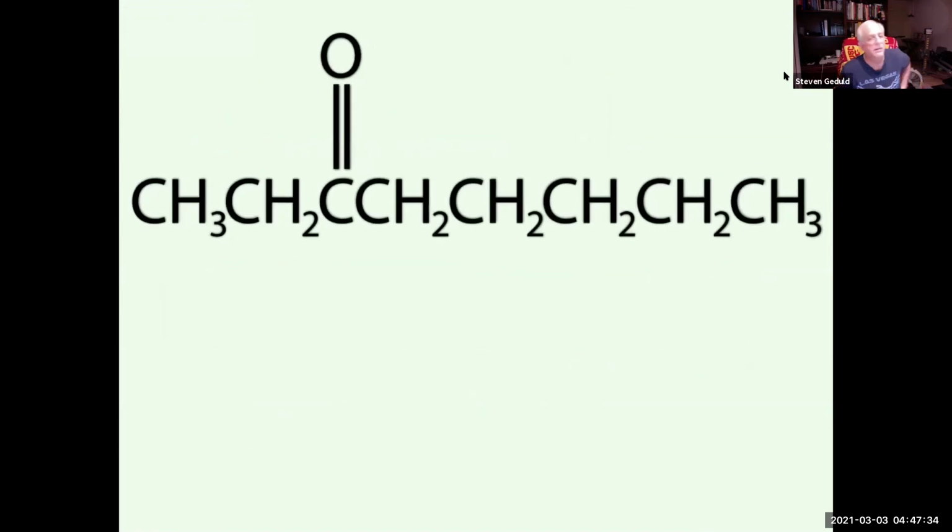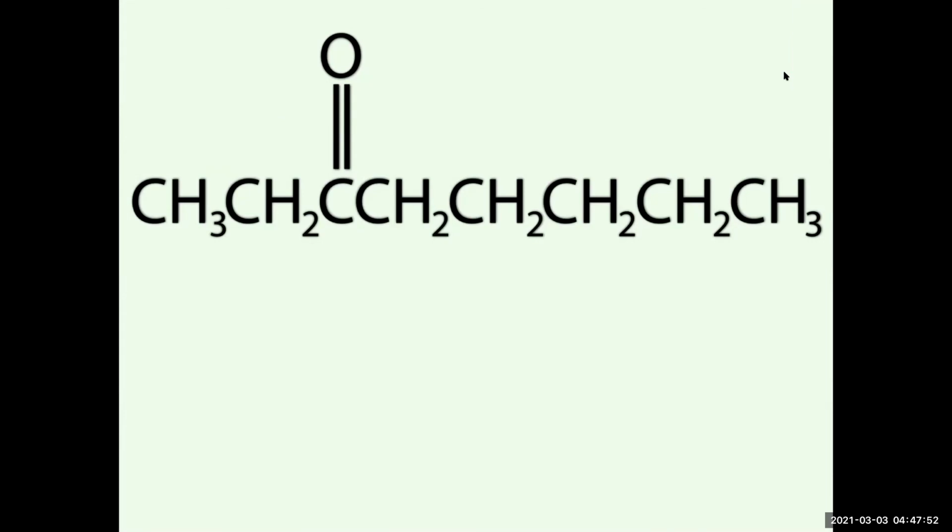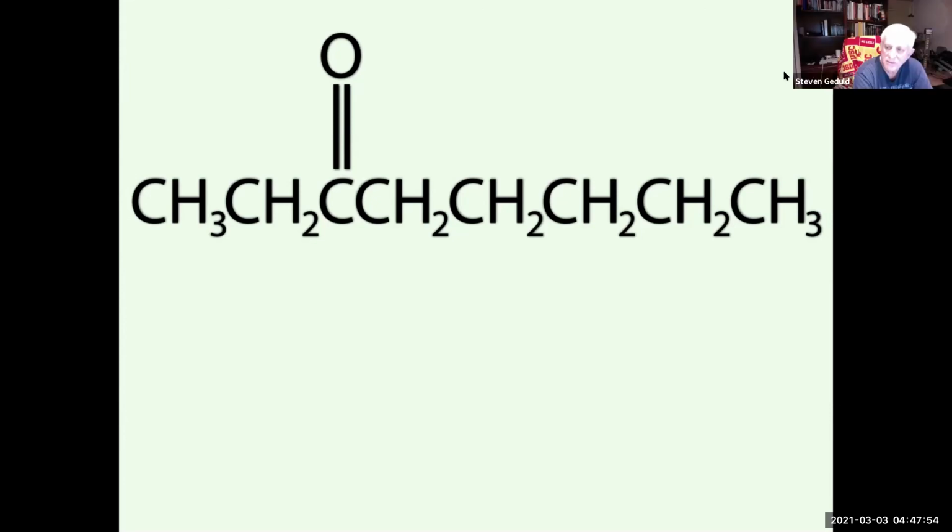All right, last one. Then we'll call it quits for the night. You guys have had a lot tonight. All right. So we know this is a ketone. How do we know this is a ketone? Because the carbonyl group is in between two carbons. You got it. Perfect. Couldn't have said it better myself.